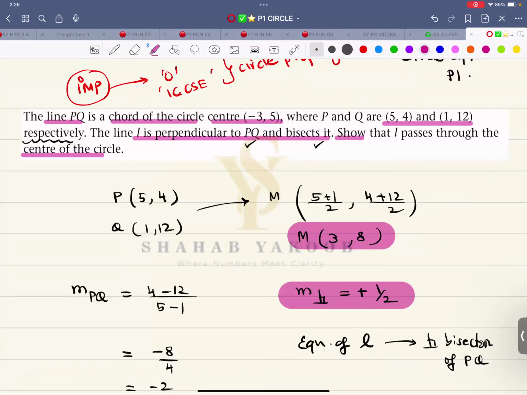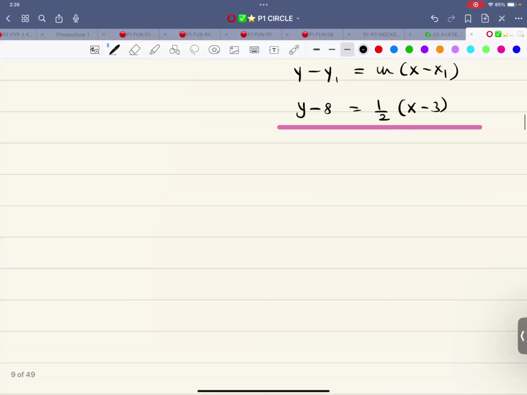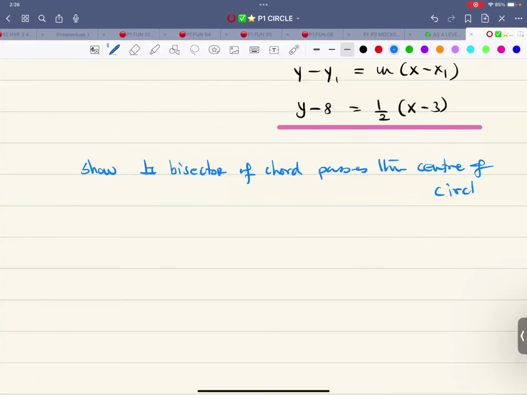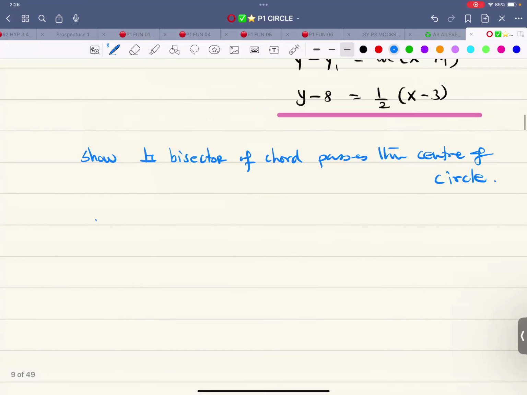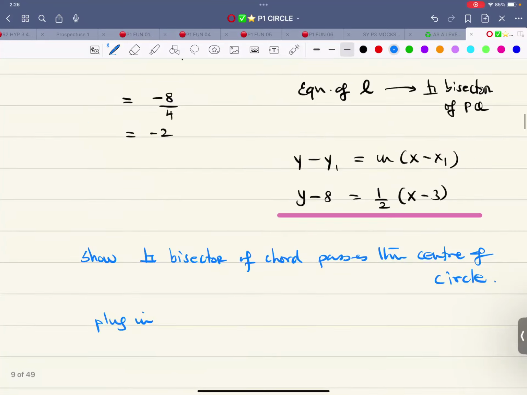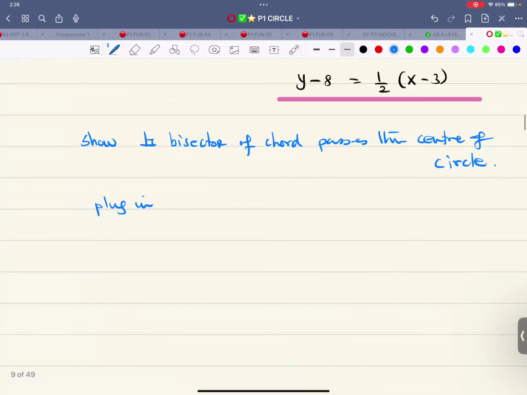Now it says, show that L passes through the center. The center of the circle is minus 3, 5. So show that the perpendicular bisector of a chord passes through the center of the circle. And this is the chord property that I'm talking about. So first of all, plug in. What is the value? That is minus 3, 5. X is equal to negative 3.